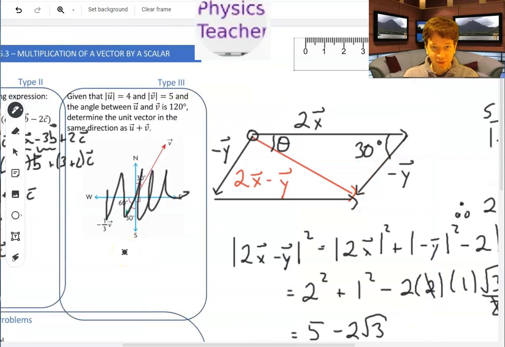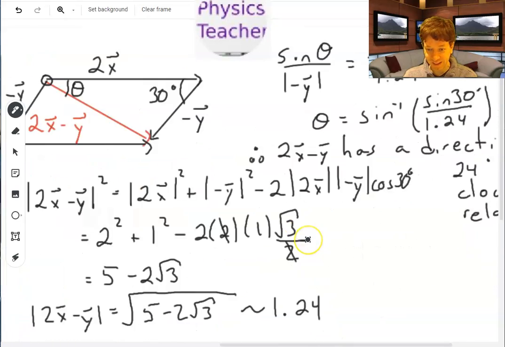So example number 3, I don't know why. I think I was doing a different problem, and so I put a diagram, and then I changed it when I made the handout. So this diagram does not apply to this question, so I just crossed it out there. So here's our example. Given that the magnitude of u equals 4 and the magnitude of v equals 5, and the angle between these two vectors is 120 degrees, determine the unit vector in the same direction as u plus v.